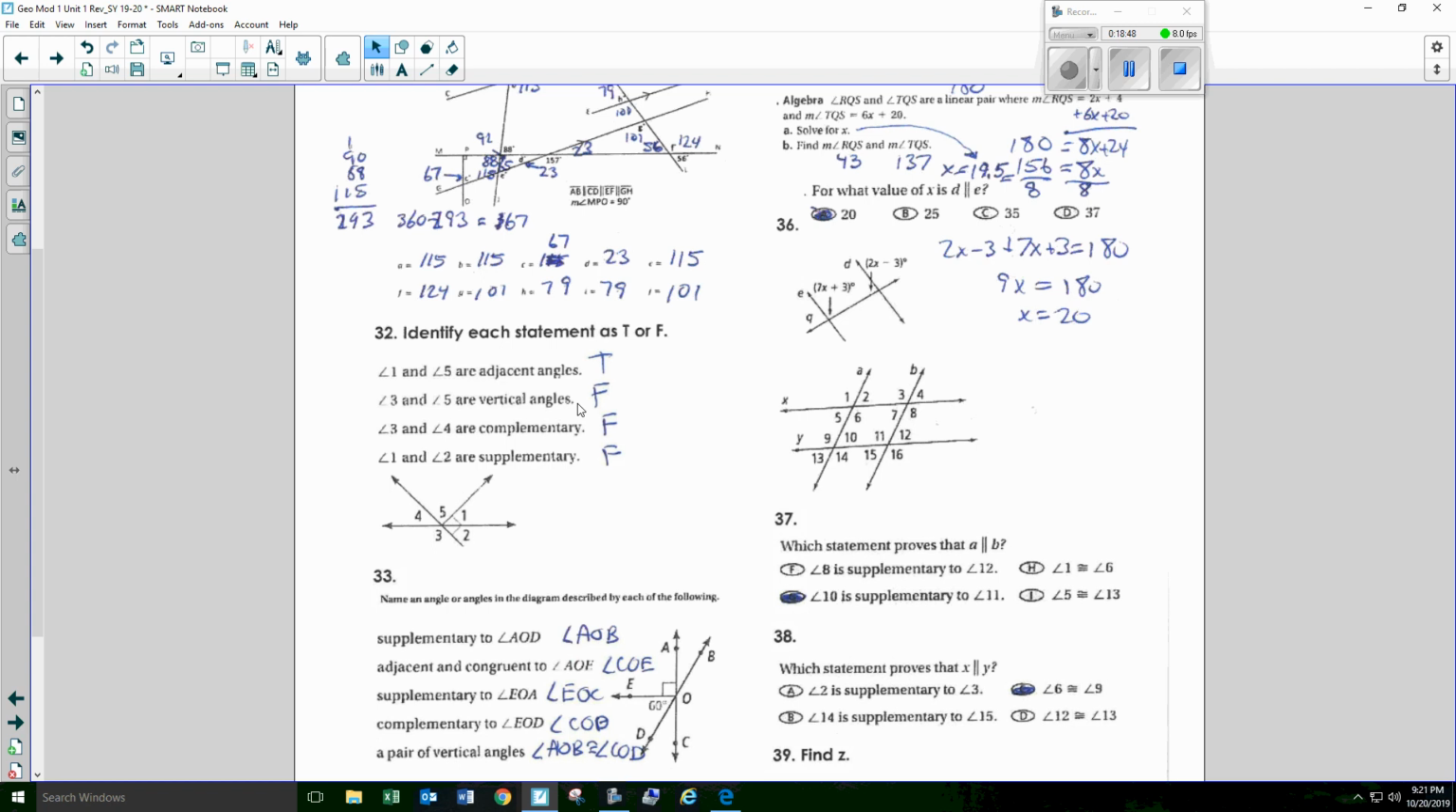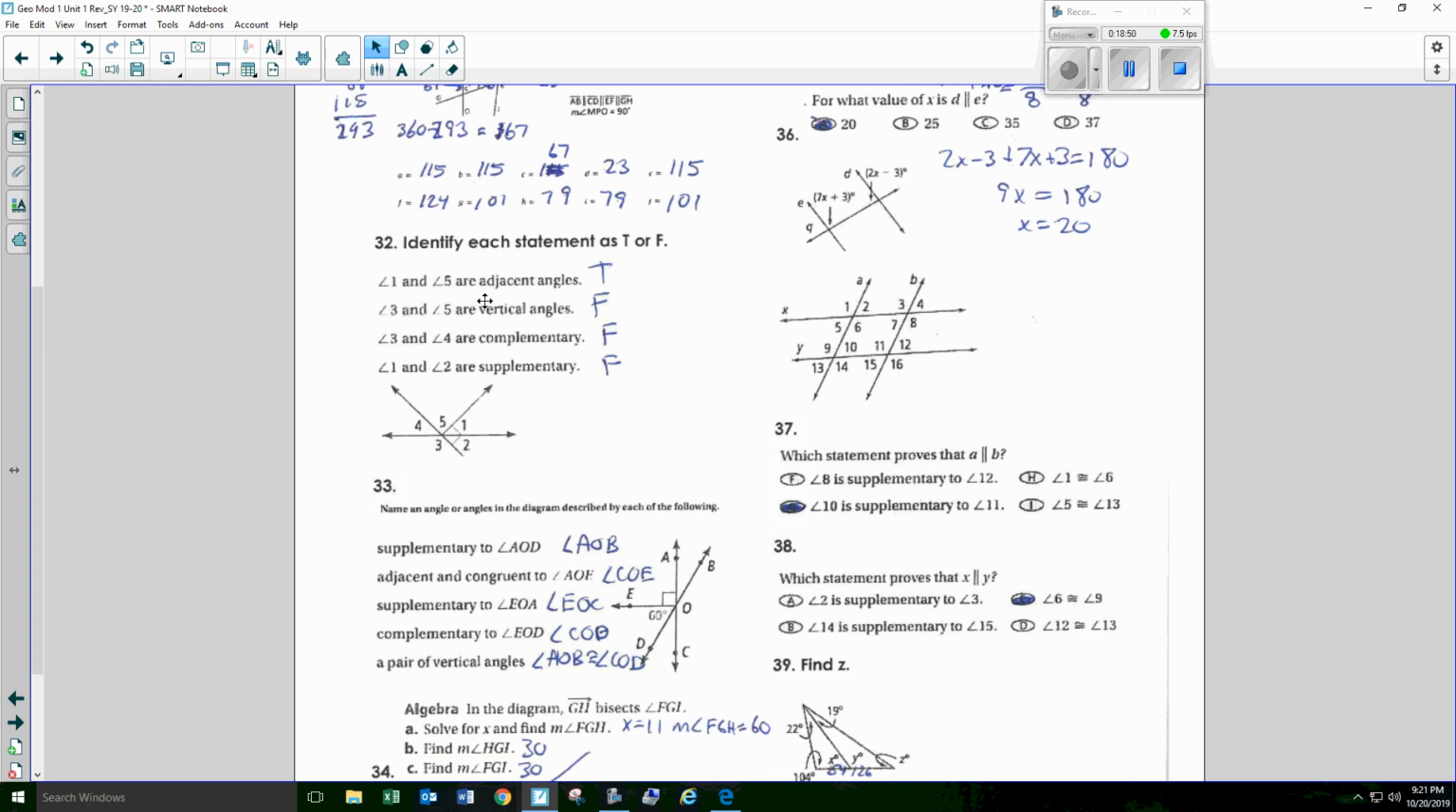All right, identify each as true or false. Angles 1 and 5 are adjacent. Are they right next to each other, connected by sharing the same side? Yes, they are. 3 and 5 are vertical angles. These are not vertical angles because it would have to be this line coming through here to be vertical angles. This one does go through. That one works, but this one does not. The vertical angles we have here would be 2 and 4. Notice that forms a line and that forms a line.